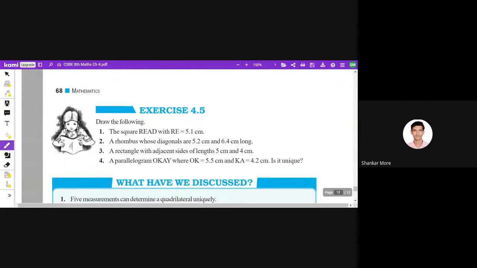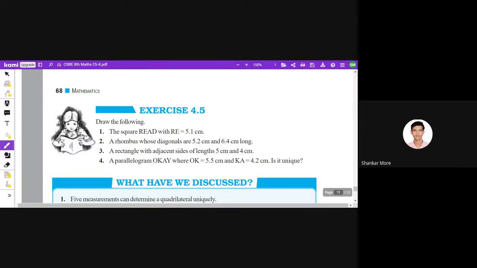Yeah. So exercise 4.5. In exercise 4.5 we have to draw a square with RE equal to 5.1 centimeter. Very easy. We can draw that. A rhombus whose diagonals are 5.2 centimeter and 6.4 centimeter long. Now we have learned how we can draw a rhombus with 2 measurements given.